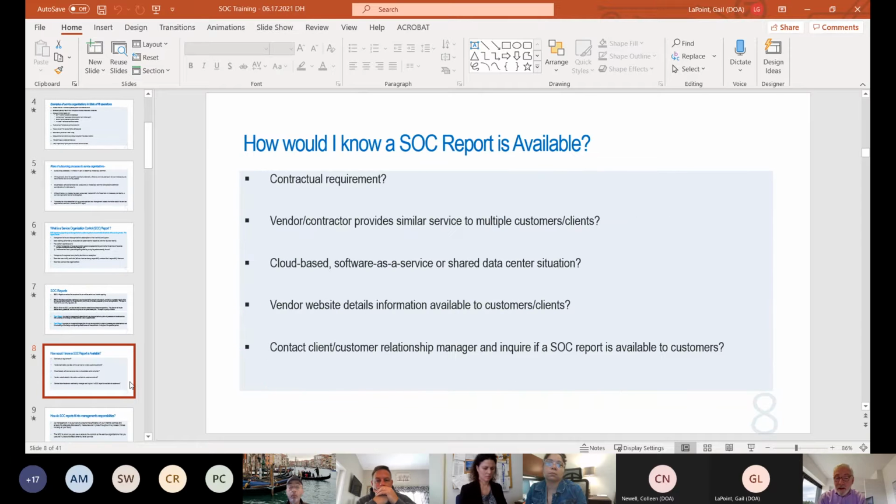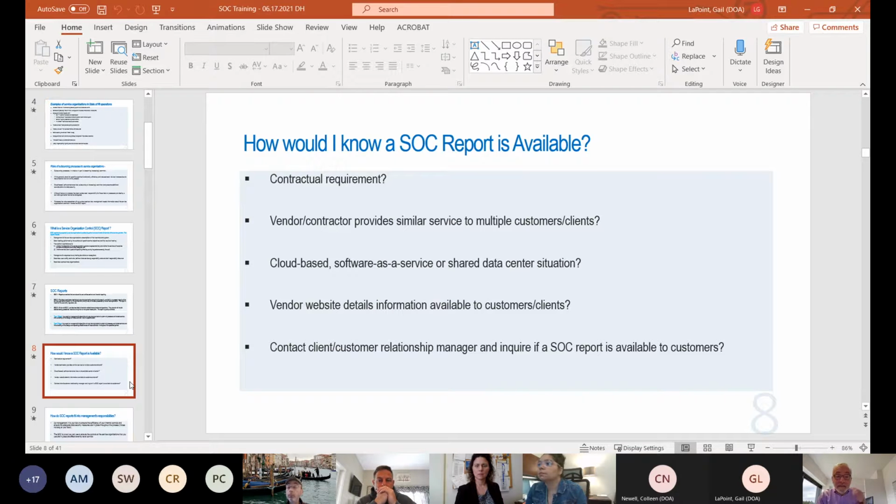So skipping over to slide 8. So you might ask, how would I know if a SOC report is available? So a common way is it might be included as a contractual requirement. So that's important. And I think that's something that you might want to consider if you're entering into certain types of service contracts.